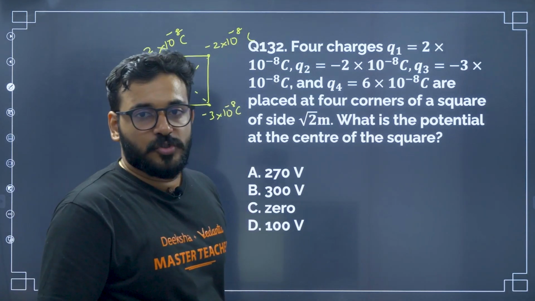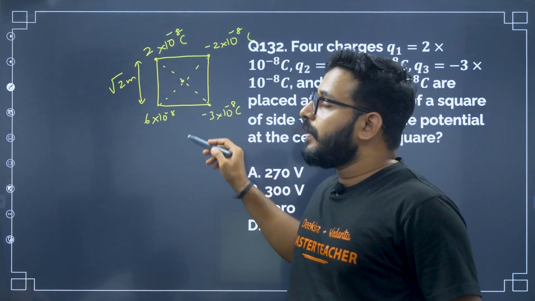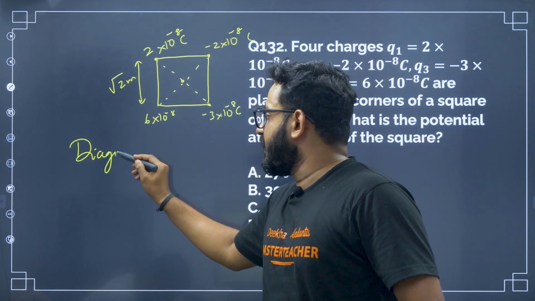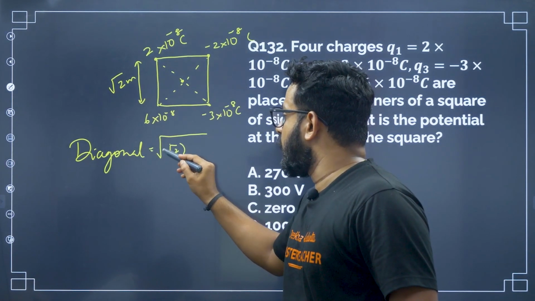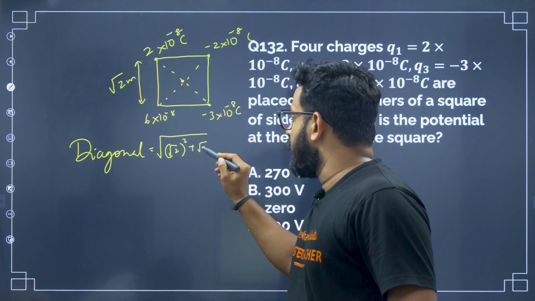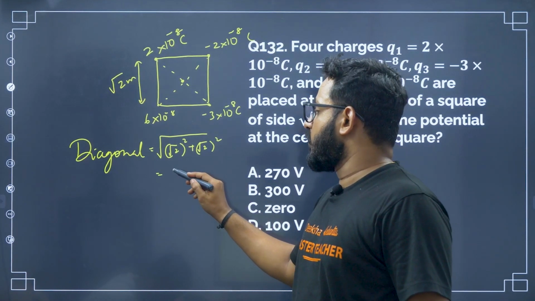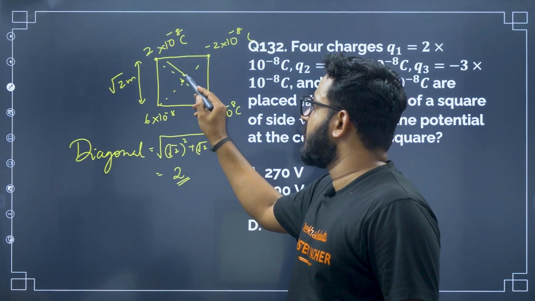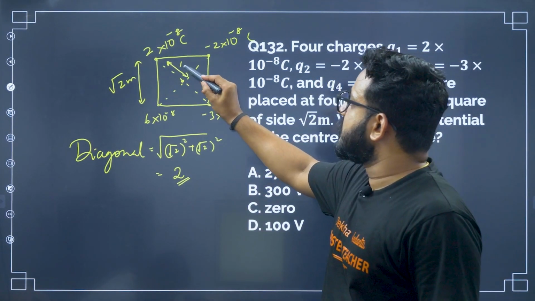Now just imagine a square having a side root 2. What will be the diagonal length? Very simple. Diagonal will be the whole root over root 2 square plus root 2 square. How much is that? 2 plus 2, 4. Root 4 is 2. So the diagonal is 2. Therefore, this distance is 1. This distance is 1 meter.